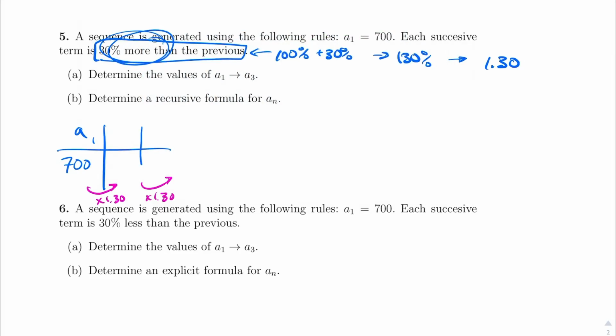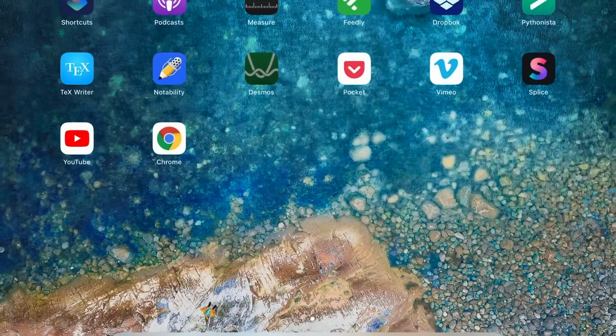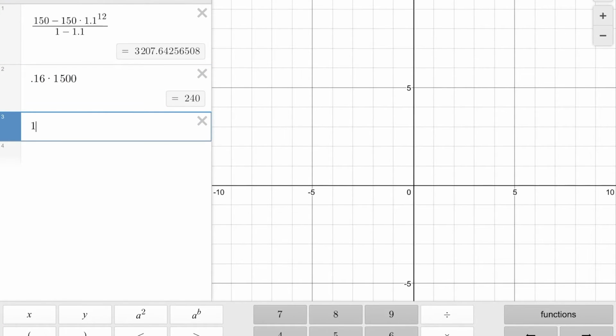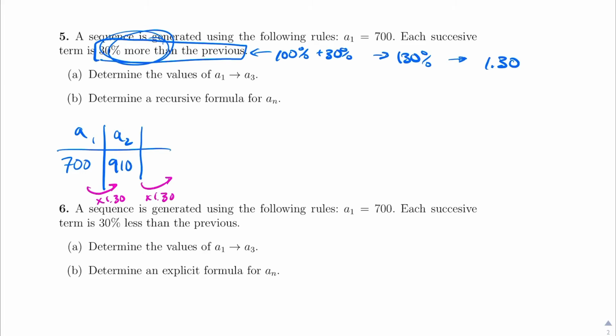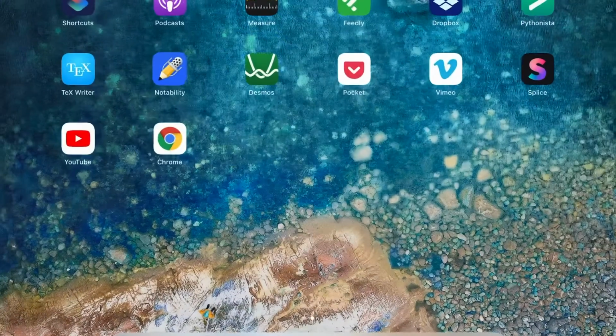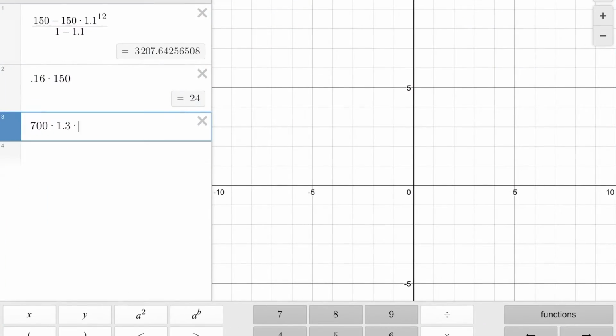So for A2, we do 700 times 1.3, which is 910. And then we have to multiply by 1.3 again. So I'm just going to do another times 1.3 here, which gives us 1183.